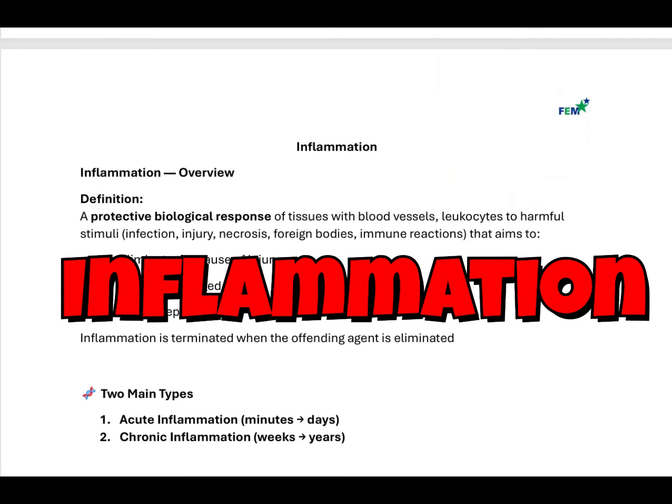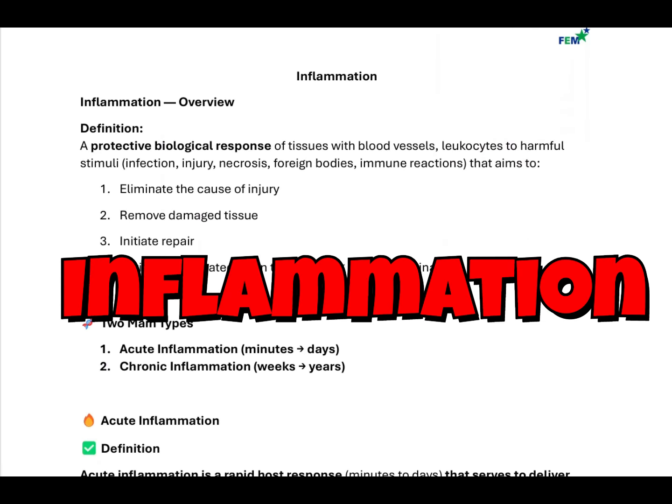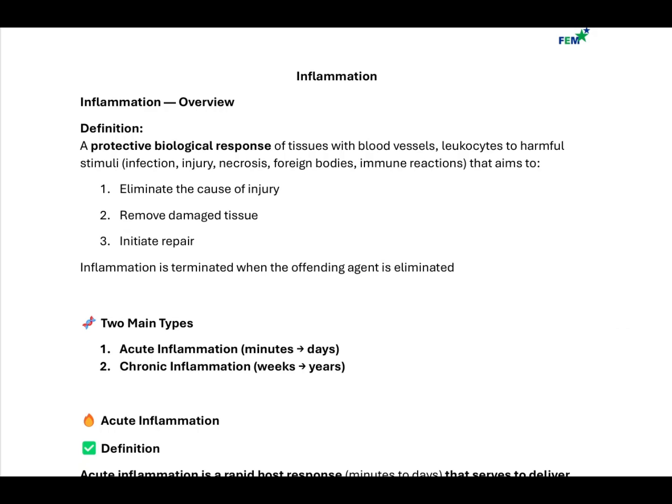So let's see why. Over the next couple of lectures, I'll be taking us through inflammation, and today we're going to start with an overview of inflammation. By definition, what's inflammation? It's a protective biological response of vascularized tissue with blood vessels and leukocytes to a harmful stimulus. This stimulus could be infection, injury, necrosis, foreign body, or immune reactions.